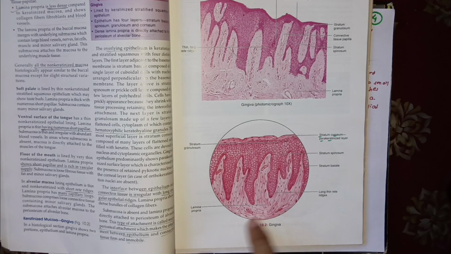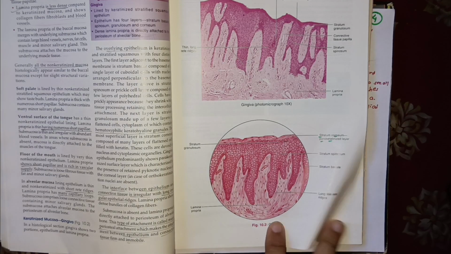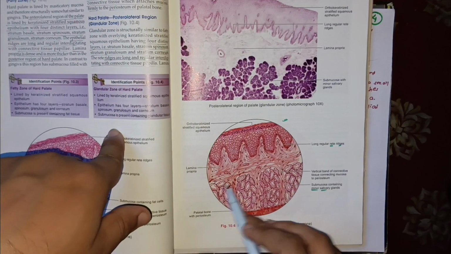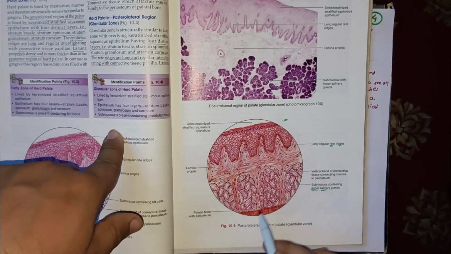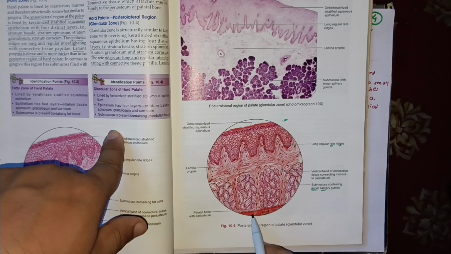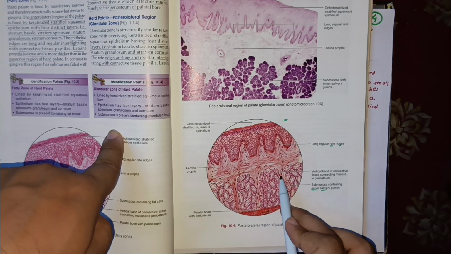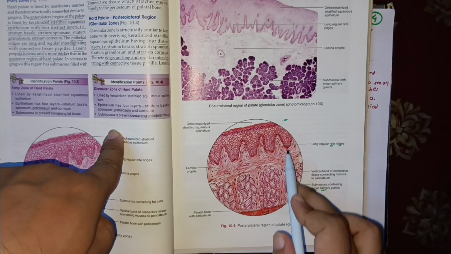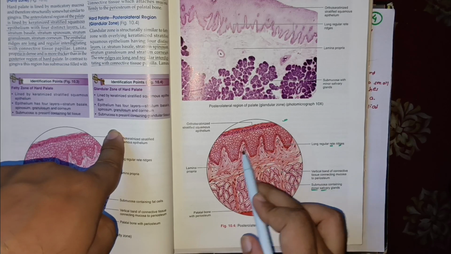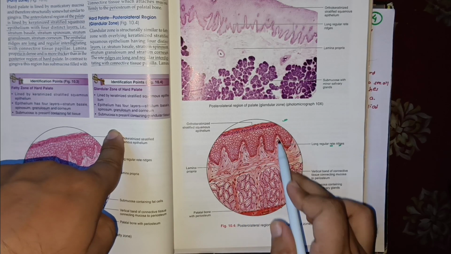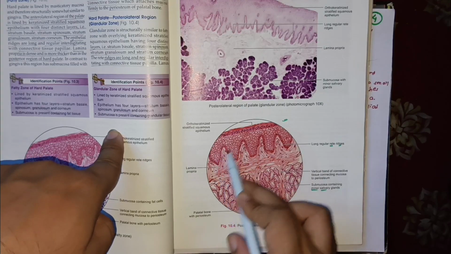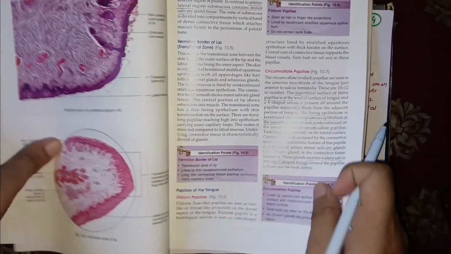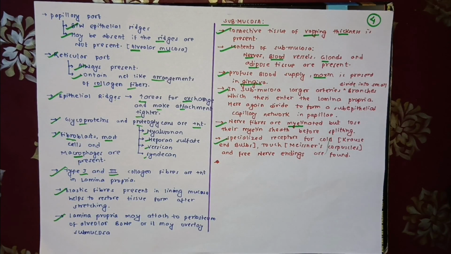Here only the lamina propria is shown, but submucosa is absent. Here it is more visible: this proper structure is the submucosa, and below this the periosteum is also shown. This whole structure is the submucosa, this is the lamina propria, the structure between the epithelial ridges is the papillary part of the lamina propria, and this is the epithelium. I think now you are clear on this topic.